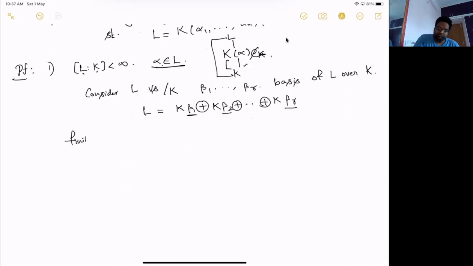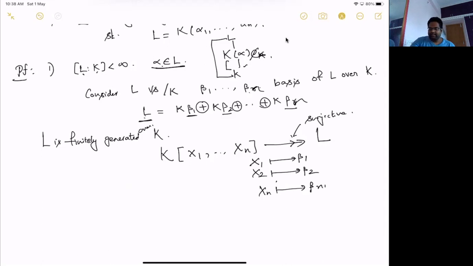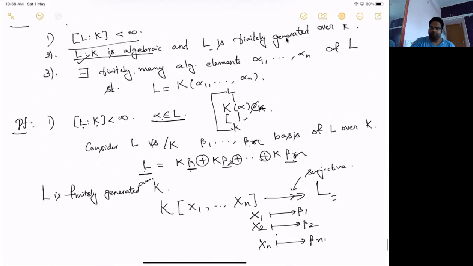I forgot what I mean by finitely generated. A field L is said to be finitely generated over K if you are able to find a surjective homomorphism from K bracket x1 to xn to L. Here, because beta 1 up to beta r is a basis of L over K, if you send x1 to beta 1, x2 to beta 2, and xn to beta n, you can see that this is a surjective homomorphism, and therefore L is finitely generated over K. So this is the point.